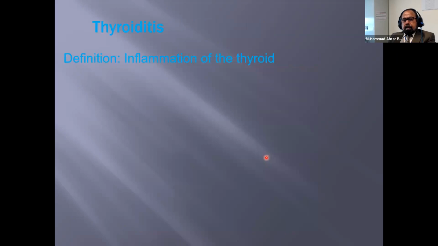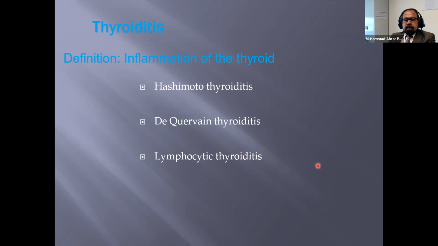Now we come to thyroiditis. There are four types of thyroiditis, which are inflammation of the thyroid gland: Hashimoto thyroiditis, De Quervain thyroiditis, lymphocytic thyroiditis, and fibrosing or Riedel thyroiditis. We'll first start with Hashimoto thyroiditis.